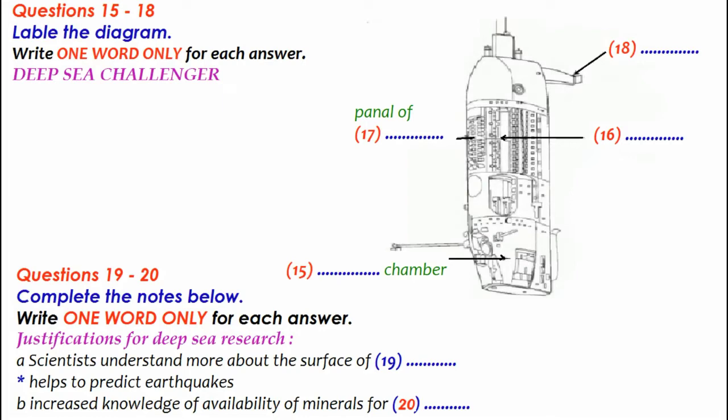And one more part of the sub, which is important for navigation and to stop it spinning out of control, is the large fin at the back. You can see it at the back of the sub, at the top of the drawing.